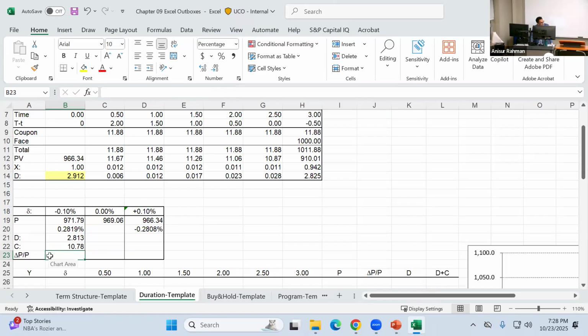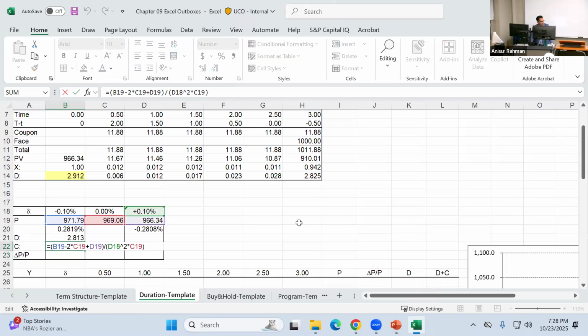Now, you have a different number? Yeah, 10.81. B19 minus 2 times C19 plus D19. We got it divided by D18 with the power 2 times C. Okay, C, okay.